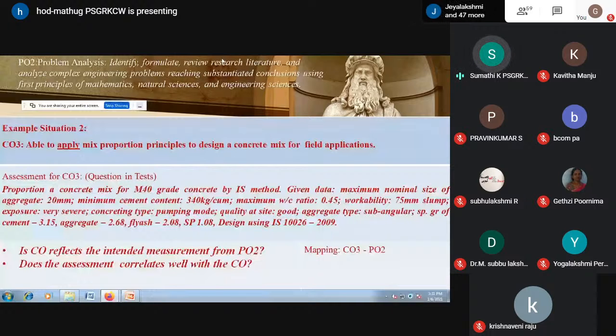In this case, the assessment does not test the student's ability to identify, formulate, and do research. It is definitely not there. Therefore, the strength of the mapping of CO3 to PO2 is not good. Whereas it can be mapped well with PO1 because it involves the application of engineering fundamentals.